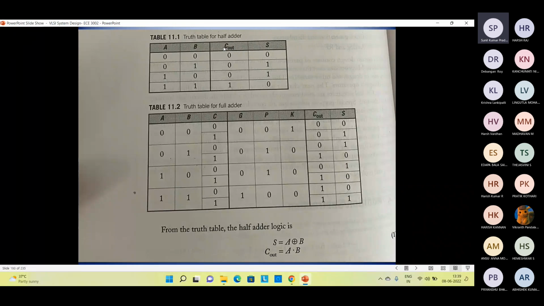Okay, so what is the carry out? Similarly, for 1 0, if A is equal to 1 and B is equal to 0, then the sum will be 1 and the carry output, that is C out, will be 0. But if it is 1 1, that means input A is 1 and input B is 1, then the sum will be 0 and the carry output will be 1. Because 1 plus 1, the sum will be 0 and the carry will be taken into consideration. So that is 1. So this is the truth table of half adder.